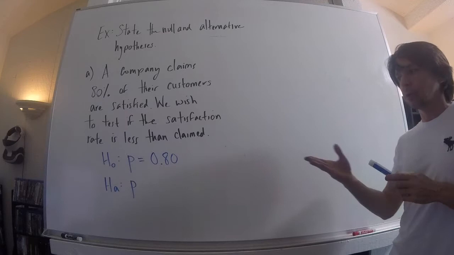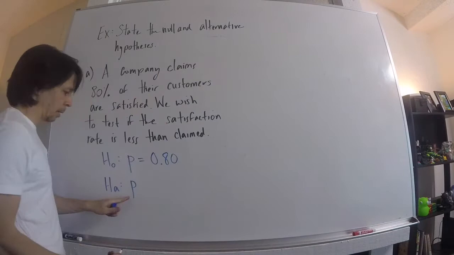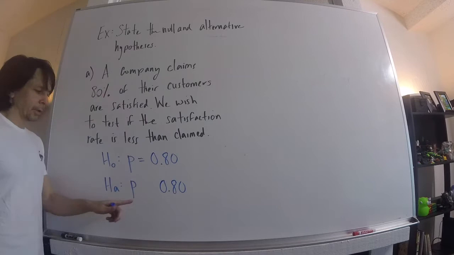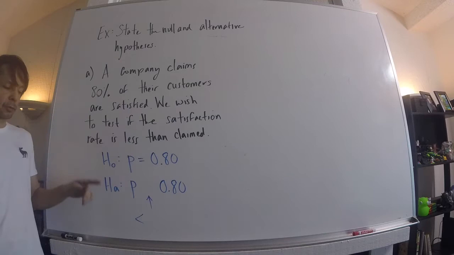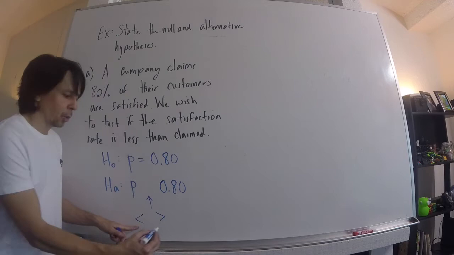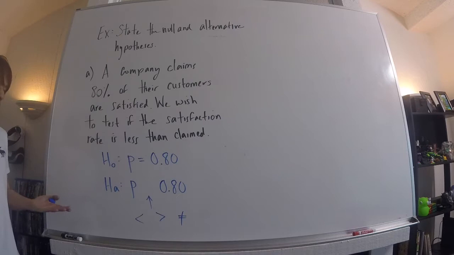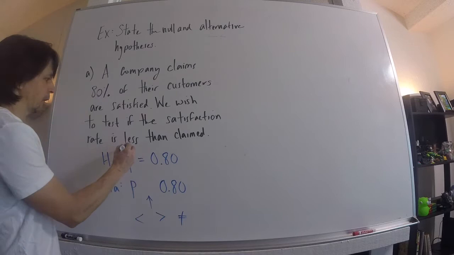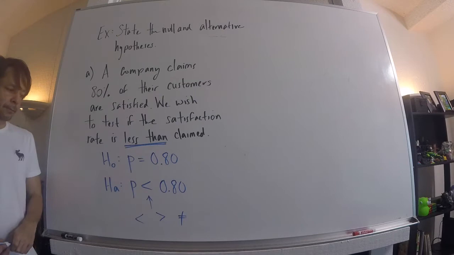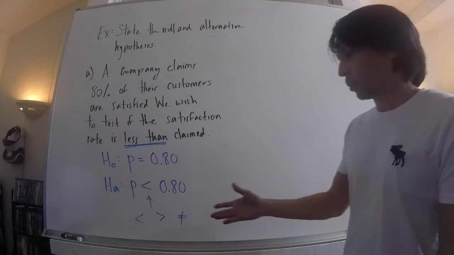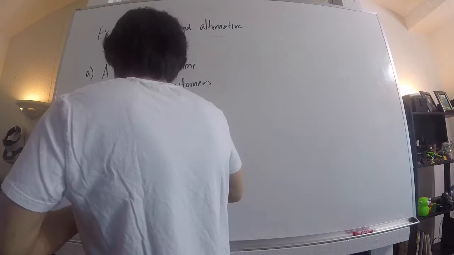Okay. Your alternative is going to have the same parameter. I already mentioned that. It'll have the same value. The issue is now what symbol goes in there. It's not equal to. It's what we're trying to test for. We're either testing that it's less than 0.80, or greater than 0.80, or not equal to 0.80. And you're going to figure out what that is based on looking at some keywords and figuring out what we're looking for evidence of. We are skeptical of the company, and we want to test if it's less than the claim. So our alternative is that p is less than 0.80. From there, we would do our test. We're not ready for that yet, so we're done. That's stating the null and alternative hypotheses. So that's your actual answer. You don't have to circle it, but I'm going to circle it for my answer.